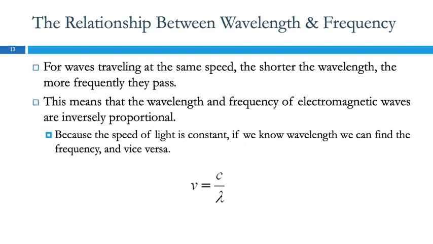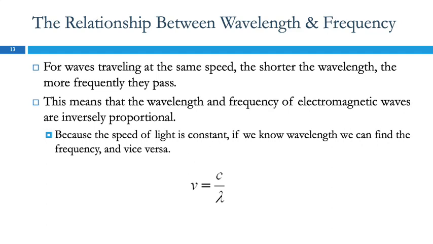For waves that travel at the same speed, which is true of electromagnetic radiation, it all moves at the same speed, the speed of light. A shorter wavelength means a higher frequency. So the wavelength and the frequency of electromagnetic radiation are inversely proportional. If the wavelength is long, the frequency is short.